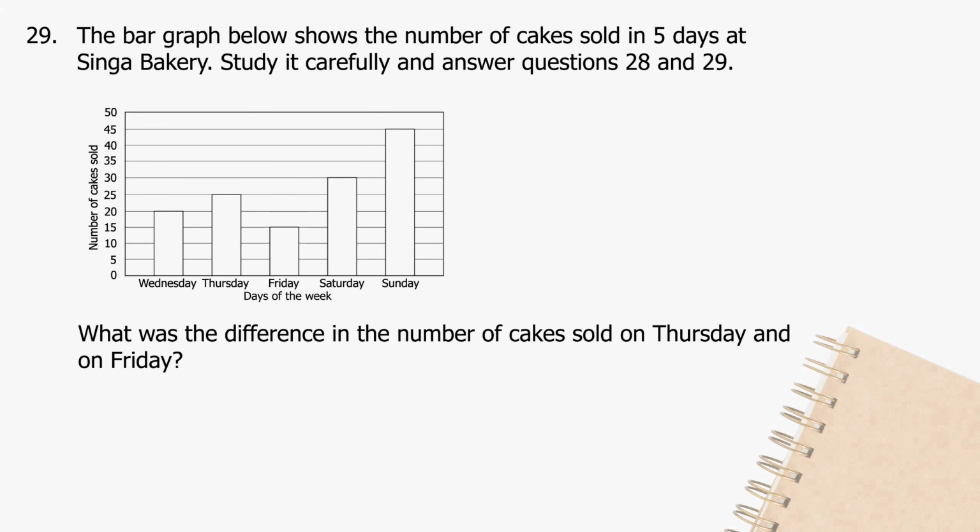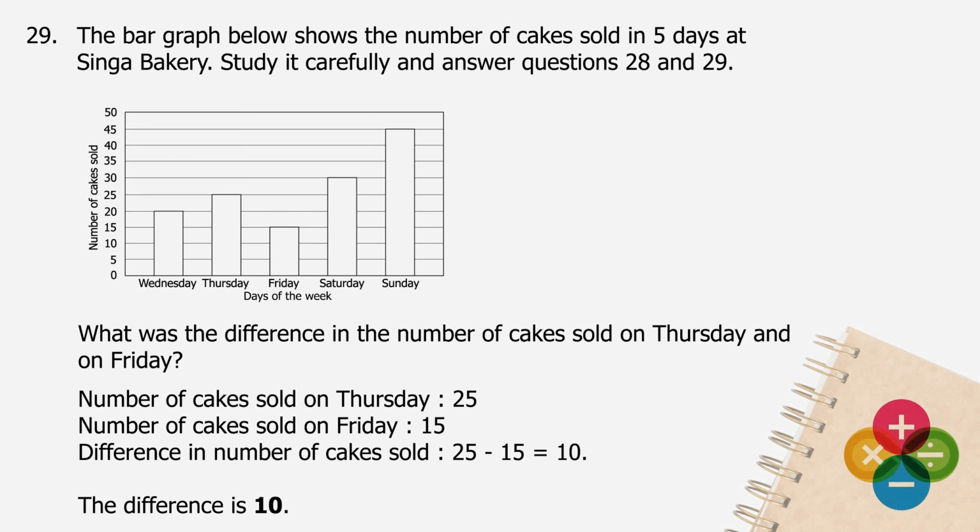Question 29. What was the difference in the number of cakes sold on Thursday and on Friday? The number of cakes sold on Thursday is 25. The number of cakes sold on Friday is 15. The difference in number of cakes sold will be, subtract 15 from 25, and the difference is 10. The difference is 10.